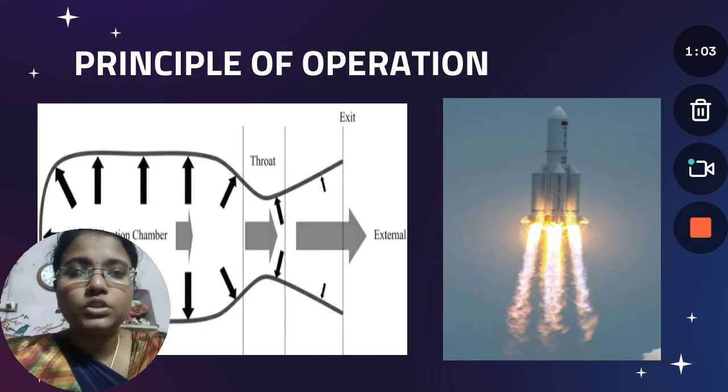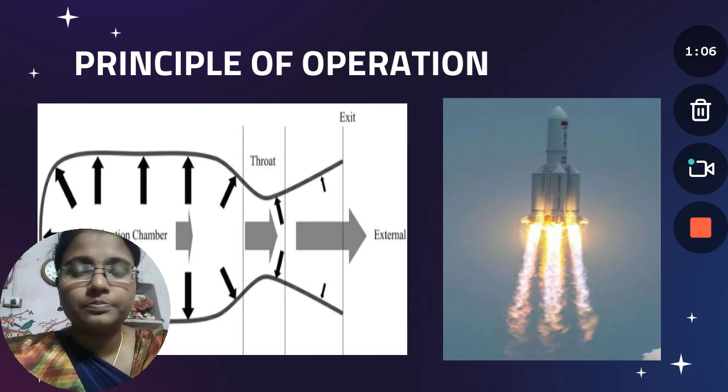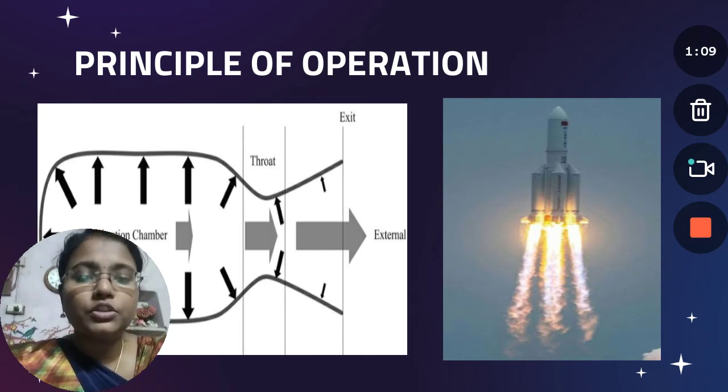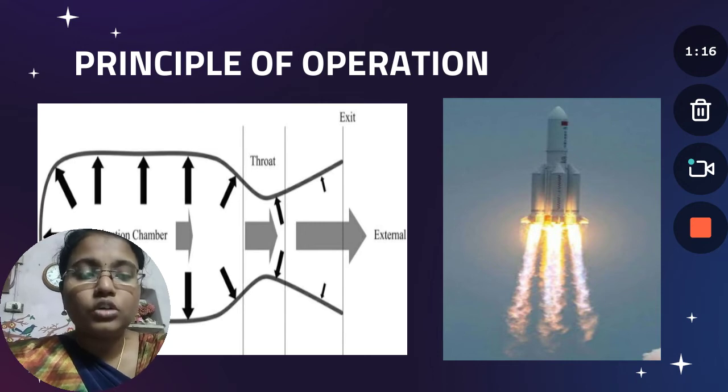Now let's see about the principle of operation. In a chemically powered rocket, the engine creates thrust by combustion of the propellant materials to form very hot gases, which expand in the combustion chamber and are ejected as a high-speed jet through a nozzle in the rear. In a closed chamber, the gas pressure would be equal in each direction and no acceleration could occur.